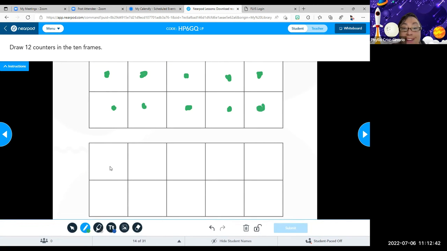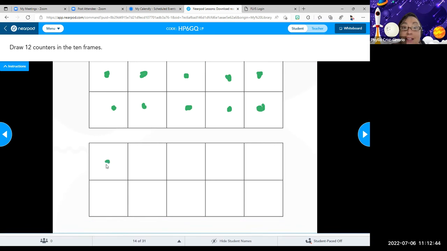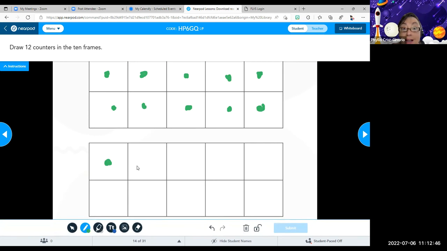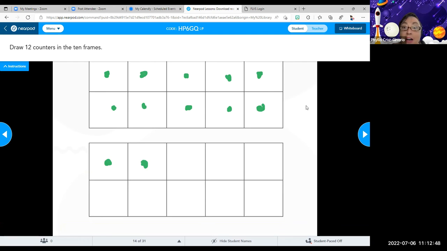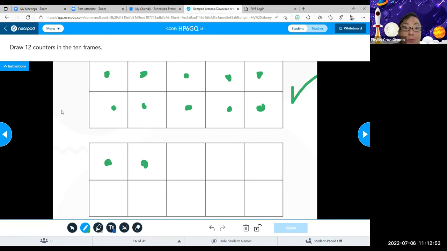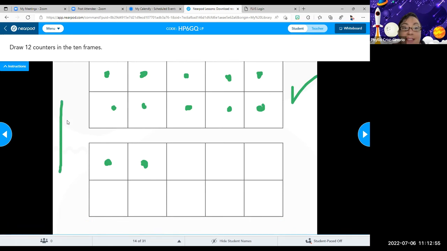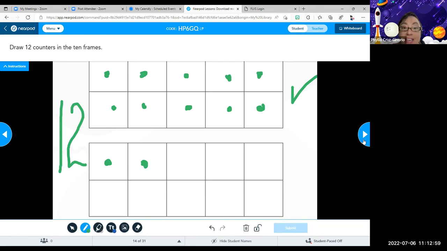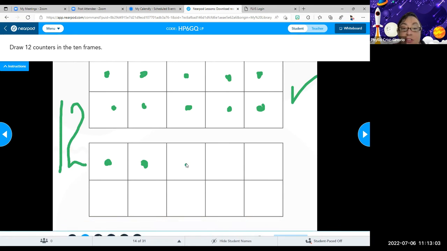What do we do? Are we there yet? Nope. 11, 12. I tap my 10 and add on 2 more. I have 1 10 and then 2 baby ones left over. Look at my number 12. Isn't she beautiful? Yeah. What if I put an extra dot in?